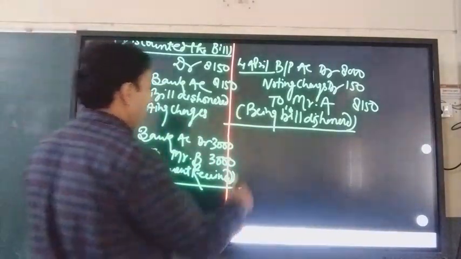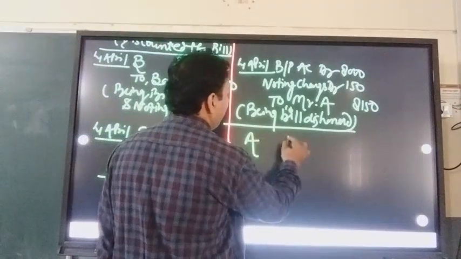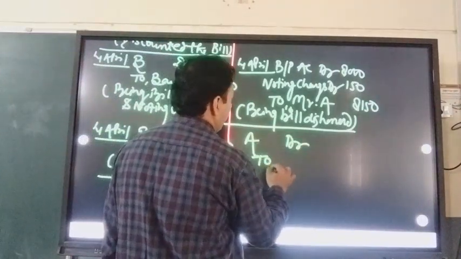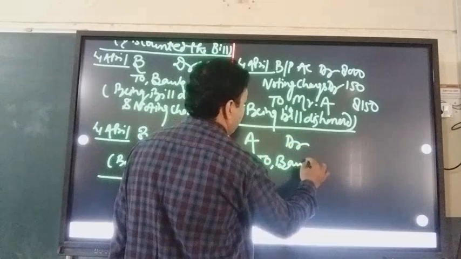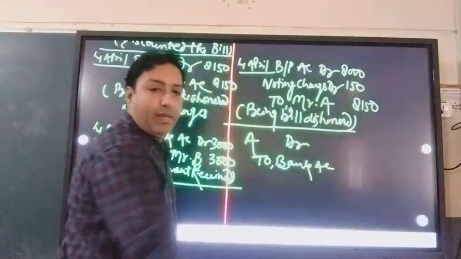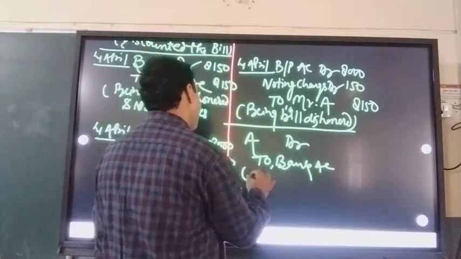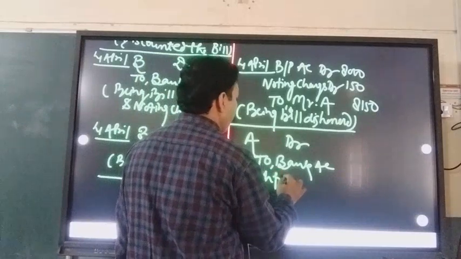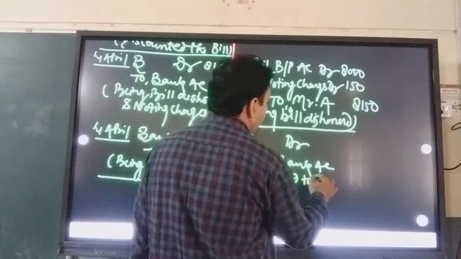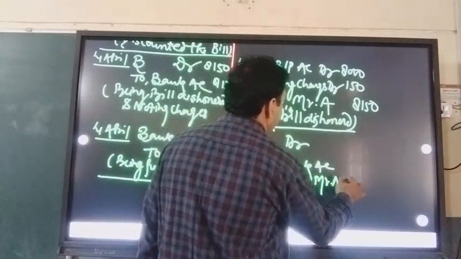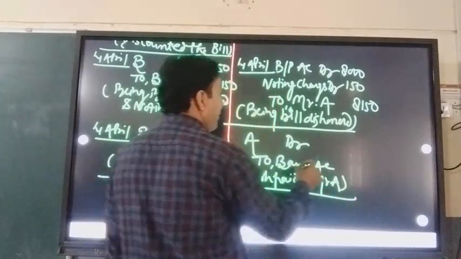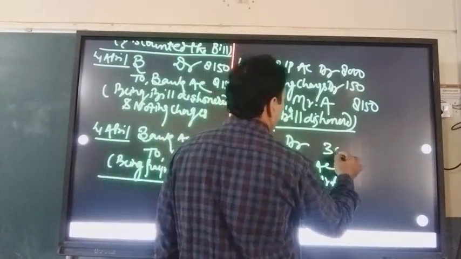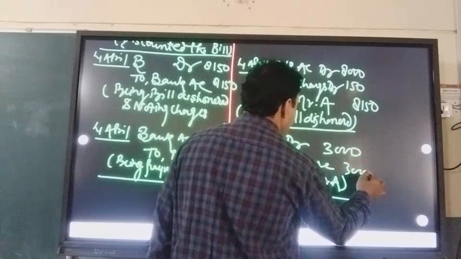ठीक है. So A debit, Mr. A debit, and to what? To bank. ठीक है. Mr. A debit to bank. यहाँ पे लिख देना cash paid. I have to write here cash paid to Mr. A. ठीक है. What is the amount one? The total 3,000 rupees. अब देखो ध्यान से बेटा.